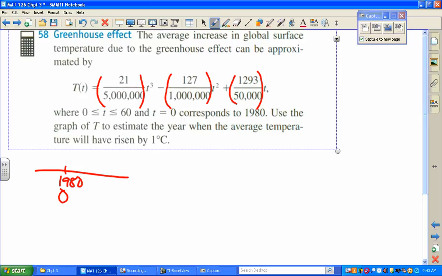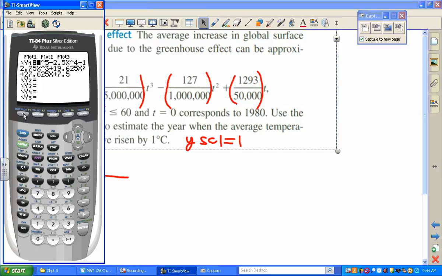Wait a minute. We're looking for a jump of 1 degree. That's it? So we'll make the y scales go by 1. And we'll just give it a shot. Yeah, let's graph it out. Y equals, clear.